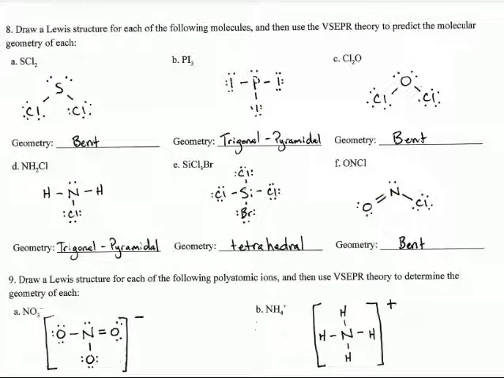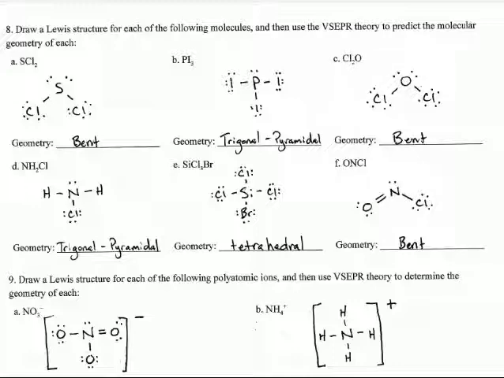PI3, phosphorus triiodide. Spreading out, so it's going to be trigonal, but we have this lone pair of electrons on the phosphorus that is going to orient those bonds down in more of a pyramidal shape, so we have trigonal pyramidal.